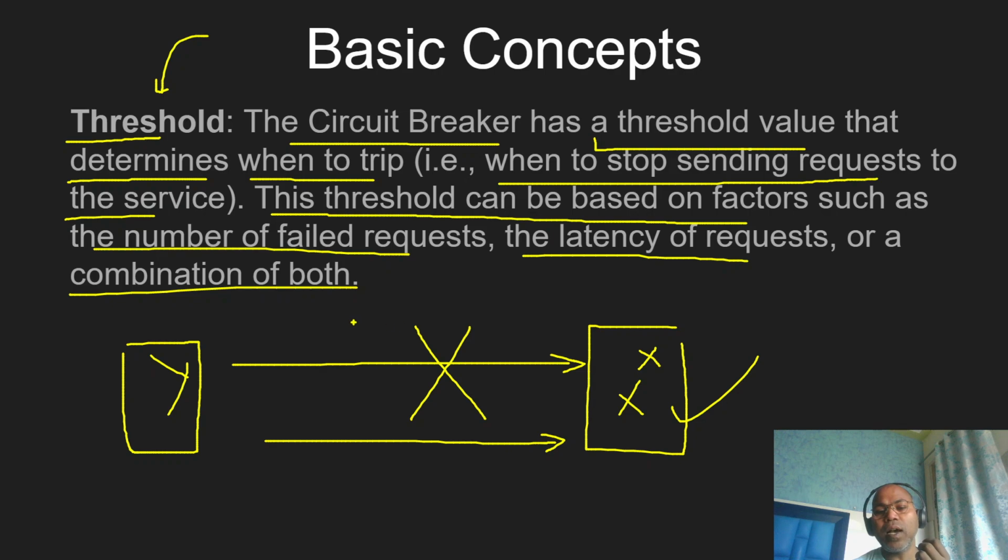Let's say I send request one, request two, request three. If three requests fail, the system can understand that somehow this system has some problem, so let's stop sending further requests. So this is maybe the failure count threshold. The threshold might also be your response time or latency.